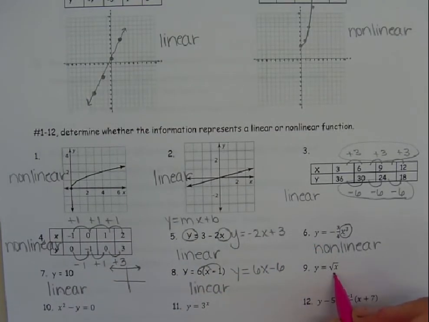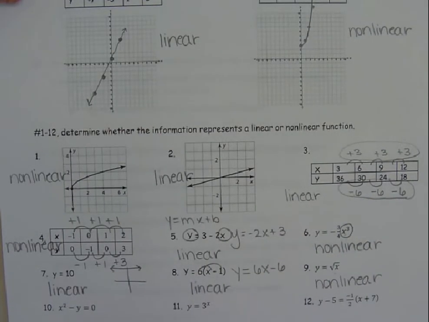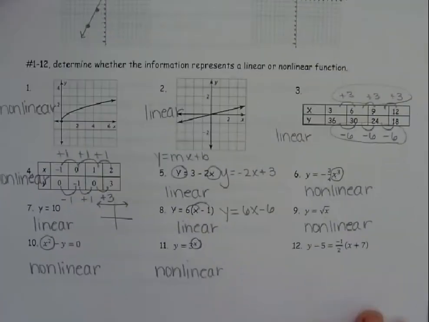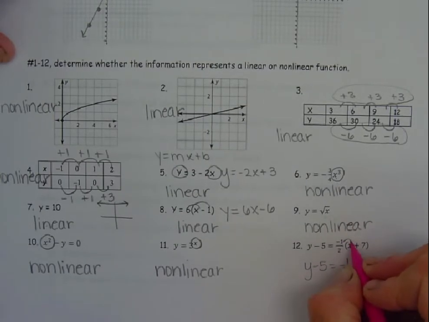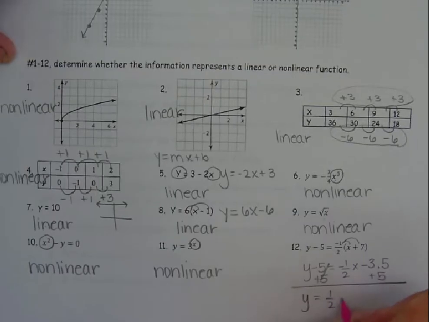Number 9, because of that square root, is nonlinear. Number 10, because of that x squared, is nonlinear. Number 11, because that x is a power, is also nonlinear. And then you have number 12. If you were to distribute number 12, you can quickly see that you can get it in a nice slope-intercept form for a line, so it is linear.